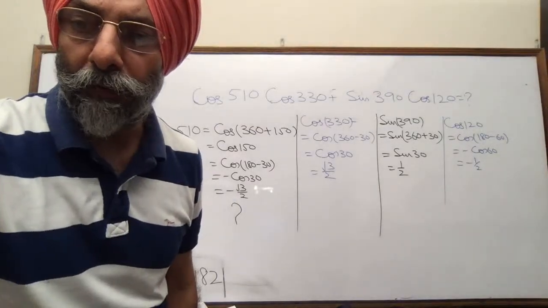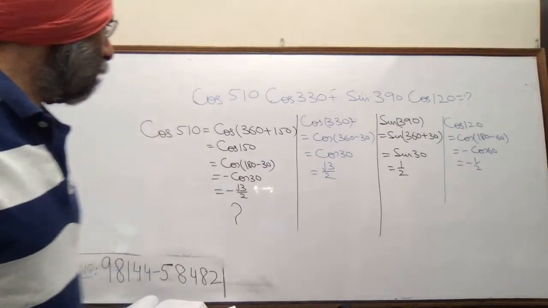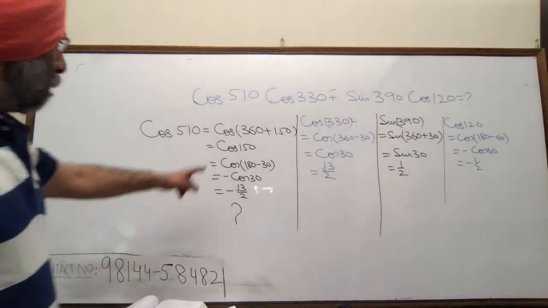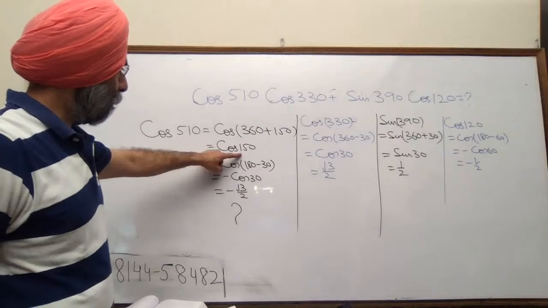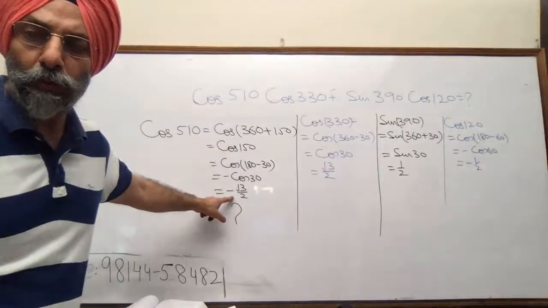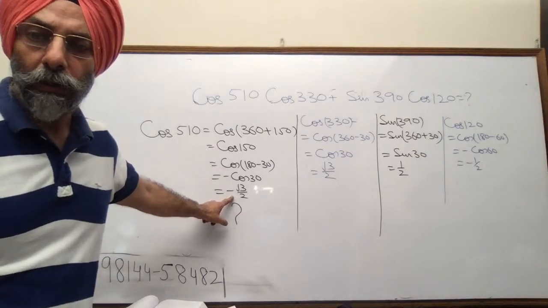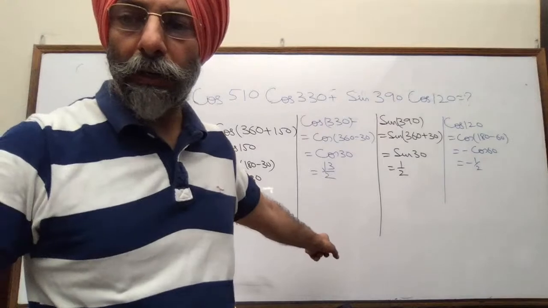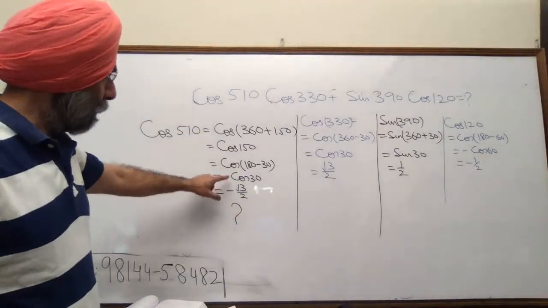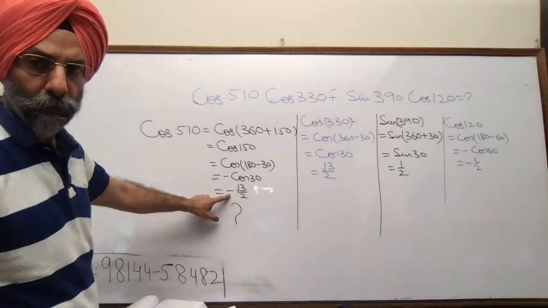Isn't cos 150 in the second quadrant and it would be negative? Where is cos 150? So cos of 150, yes, it is coming with a negative. You can see that the value is minus root 3 by 2. Yes, your answer is correct. Your answer is not correct. You can see here it is in the second quadrant. That's why it is coming with a negative here.